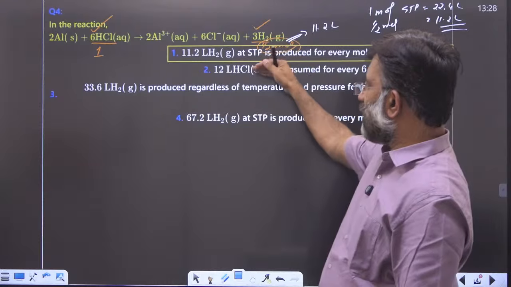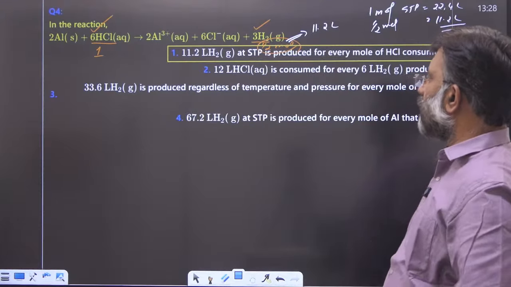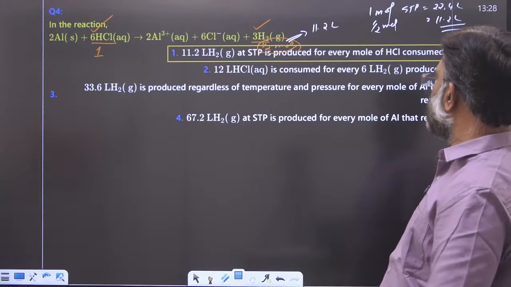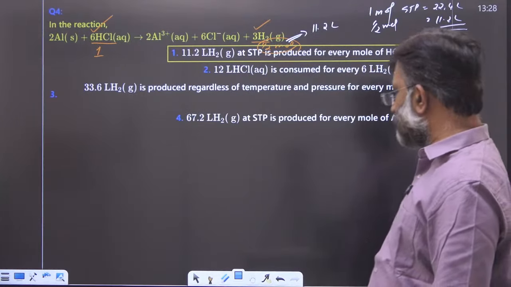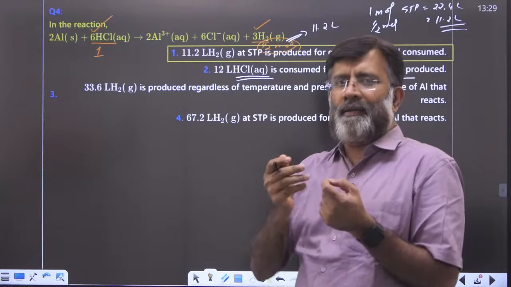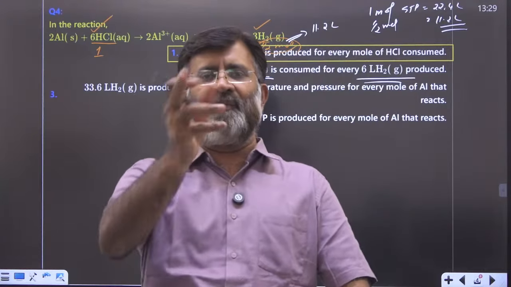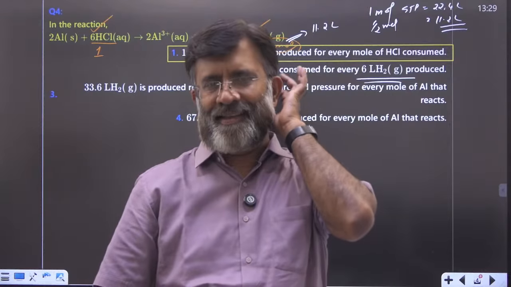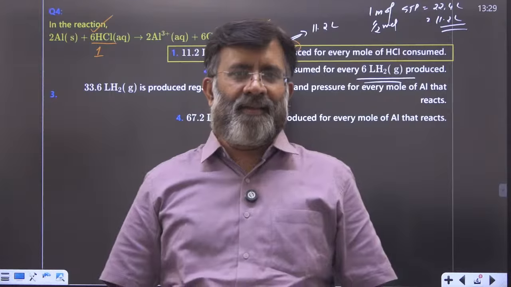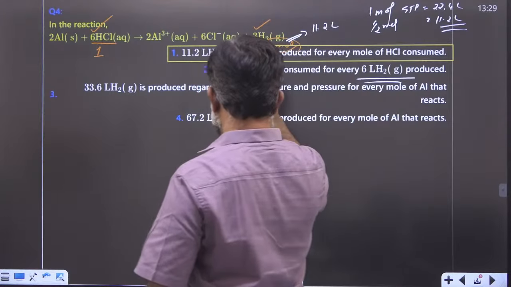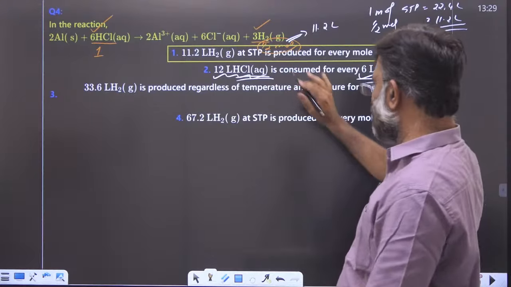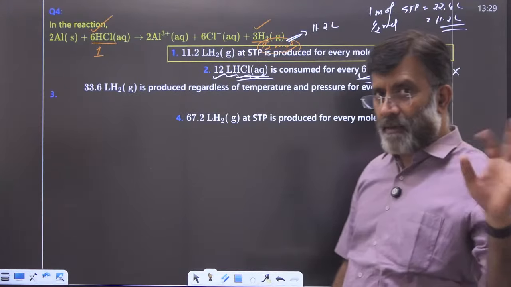What is the problem in second, third, fourth choice? Let's see what is the problem in second choice. 12 liter HCl consumed for every 6 liter hydrogen produced. You see, this is aqueous and this is gas. You can't relate the volume of aqueous solution with the volume of gas at STP. It can be done in terms of number of moles and the volume of the gas. So, second statement is absolutely non-viable comment.